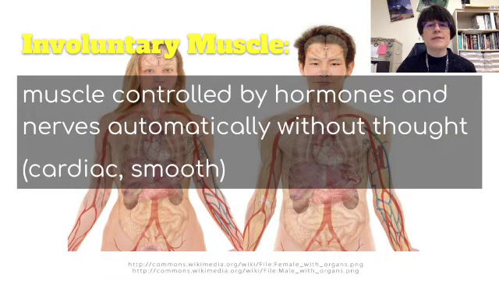And then there are involuntary muscles. These are muscles controlled by hormones and nerves automatically without thought. And these are your cardiac muscle and your smooth muscle. It would be really hard to stay alive if you had to constantly think about what all of those muscles were doing and tell them what you want them to do. So it's good that God gave us these muscles that can be controlled in other ways.